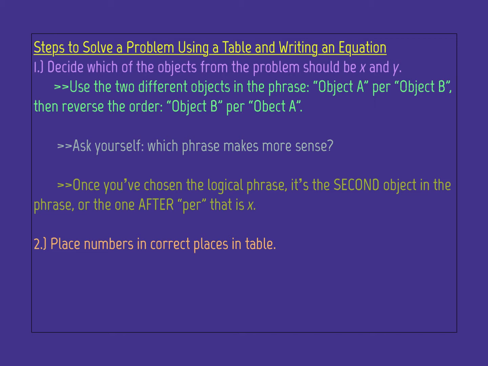First, the thing you have to do is decide which of the objects from the problem should be X and which one should be Y. Objects. I needed to come up with some word that would describe anything. They're all different things. It could be money, weight, height, distance, all sorts of things. One of the examples we used a lot in class was miles per hour. So let's talk about that. I'm going to write down miles per hour.